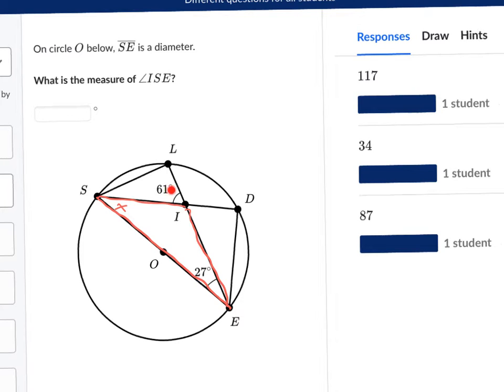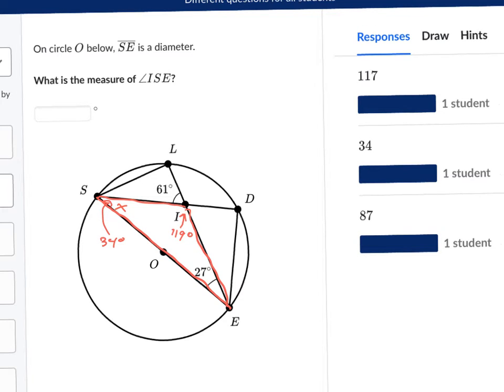Well, the first thing that I see is this is 61 degrees, and this is a straight line. These two angles here make a straight line. They have to add up to 180, so 180 minus 61 is 119. So this angle here is 119 degrees. And now I can quickly say, these three angles have to add up to 180. So I could do 119 plus 27, which is 146. Subtract that from 180, and you get 34. So this angle that I labeled X is 34 degrees.